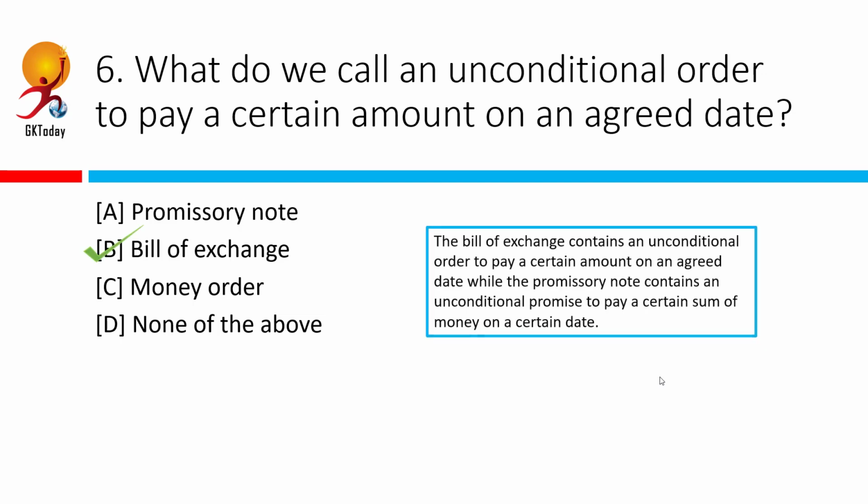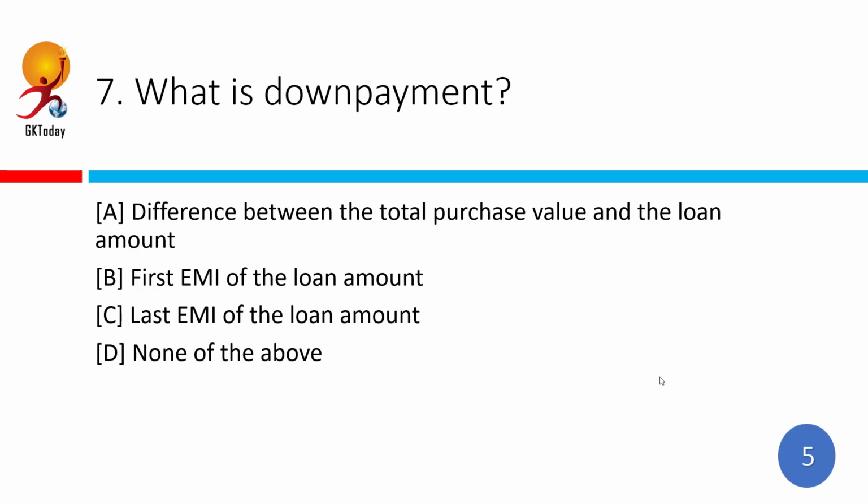Correct answer is bill of exchange. The bill of exchange contains an unconditional order to pay a certain amount on an agreed date, while the promissory note contains an unconditional promise to pay a certain sum of money on a certain date. What is down payment?